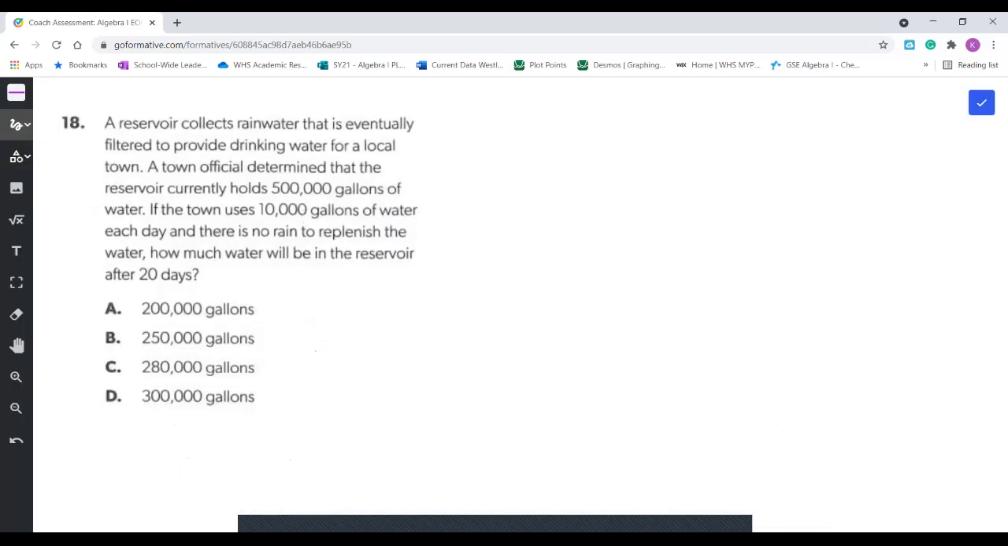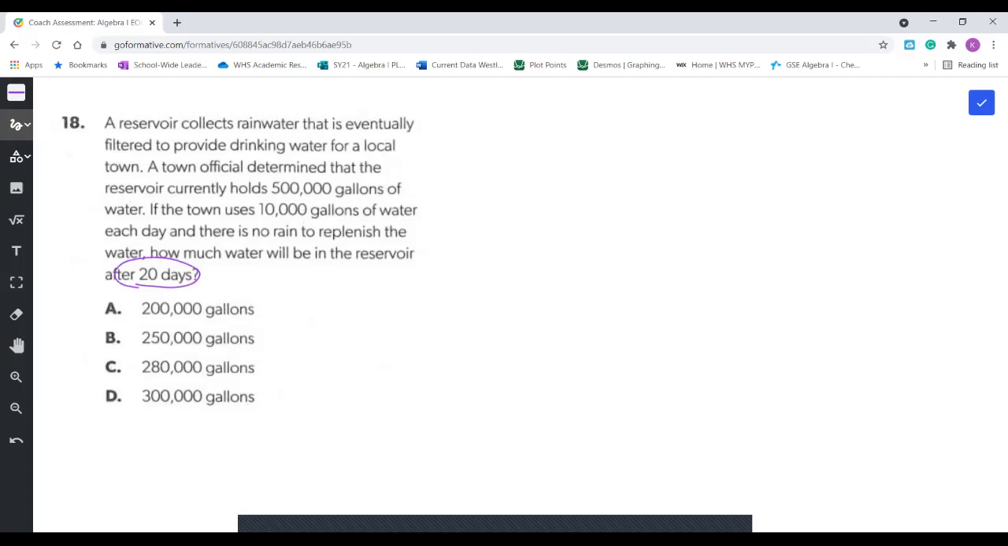All right, so a reservoir collects rainwater that is eventually filtered to provide drinking water for a local town. A town official determined that the reservoir currently holds 500,000 gallons of water. If the town uses 10,000 gallons of water each day and there is no rain to replenish the water, how much water will be in the reservoir after 20 days?